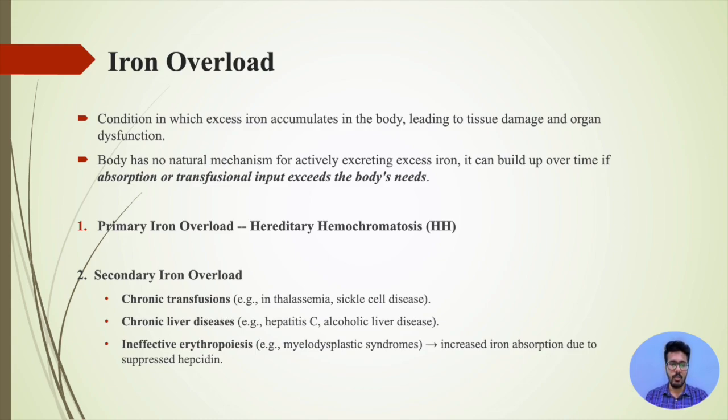Chronic transfusions, which are usually done for thalassemia and sickle cell patients, chronic liver diseases like hepatitis C and alcoholic liver disease, ineffective erythropoiesis due to myelodysplastic syndromes, and various other conditions can cause increased iron absorption due to excess expression of hepcidin.